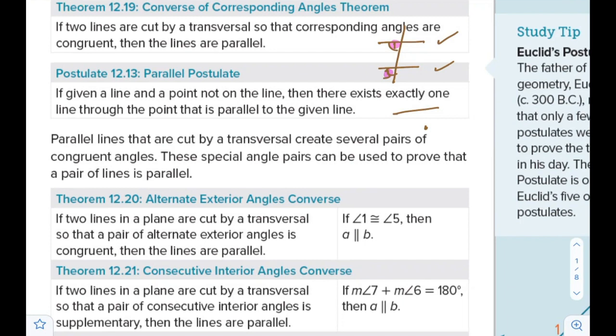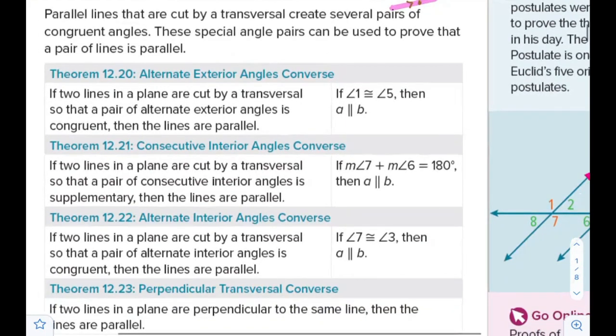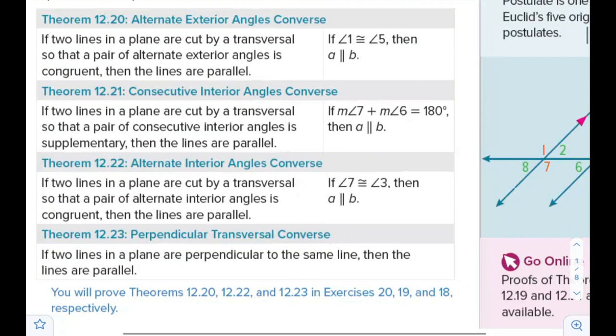And this is common sense. One line only can pass here in such a way that it is passing through this point and parallel to the given line. Parallel lines that are cut by a transversal create several pairs of congruent angles. These special angle pairs can be used to prove that the lines are parallel. As we said about corresponding angles, we will do the same procedure for alternate interior angles, alternate exterior angles, and consecutive interior angles.